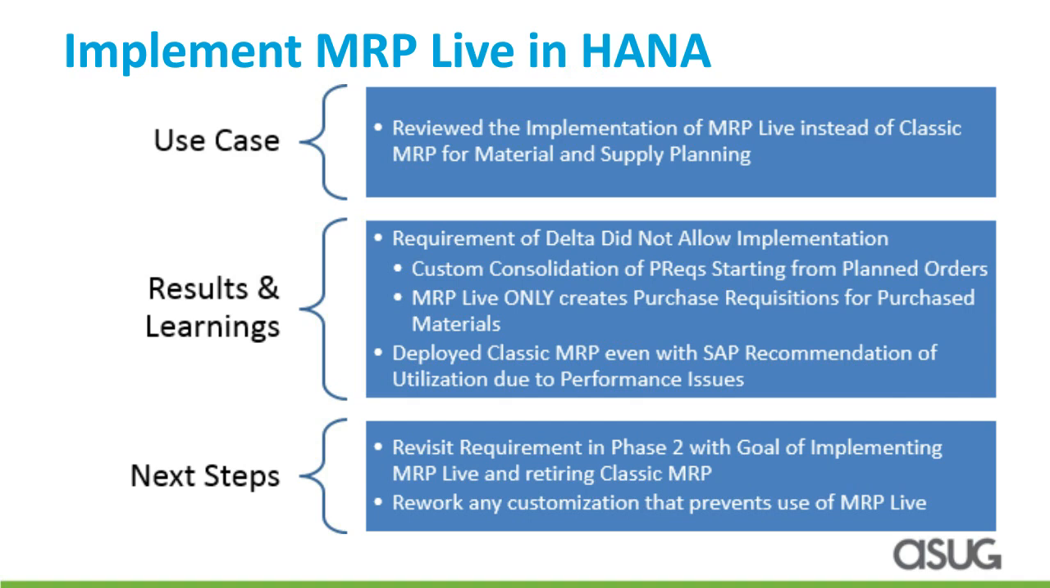It had really to do with a custom object that we had that required planned purchase orders, and MRP Live no longer creates planned purchase orders. It only creates purchase requisitions for purchase parts. So because of that limitation and what we had specified out in one of our custom objects, we decided to back off of MRP Live. That said, again, in the future phase that we're getting ready to embark on, we plan to address that and change that custom object so that we can take advantage of MRP Live and some of the performance functionality there.